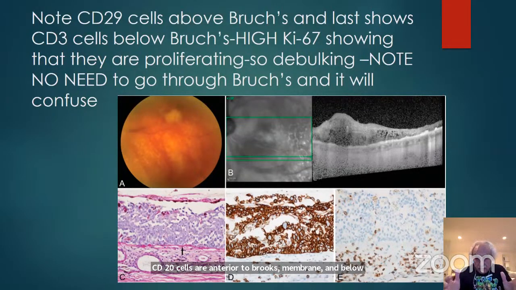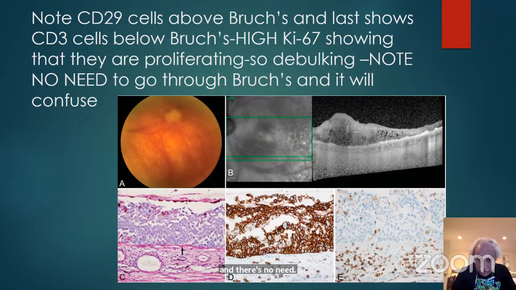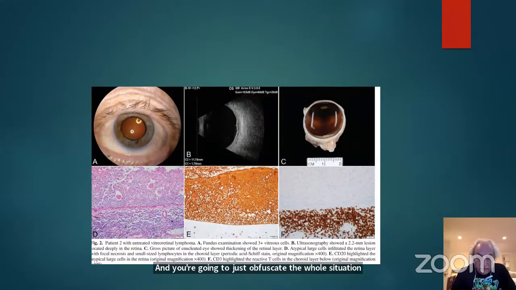So if you do a chorioretinal biopsy, you're putting the CD20 cells and the CD3 cells all kind of together, and there's no need, and you're going to just obfuscate the whole situation. Here's another case of the same thing.